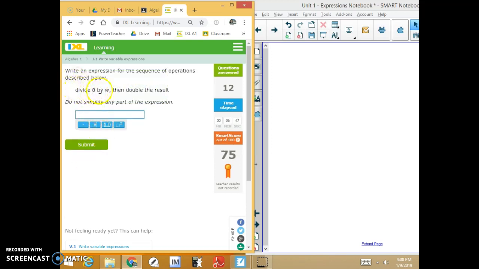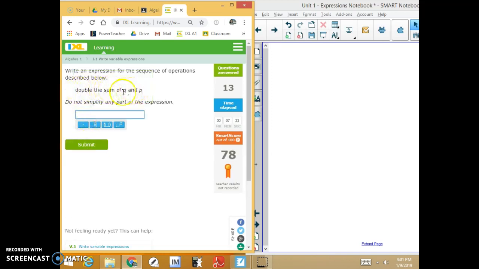Here this says divide 8 by w, then double the result. So divide 8 by w, then double the result. I have to know that double means multiplication by 2. And if I want to divide 8 by w, well, that means that w is going to be in my denominator. And if I want to double this result, whatever I get from this, I'm going to multiply it by 2. I'm going to double it.